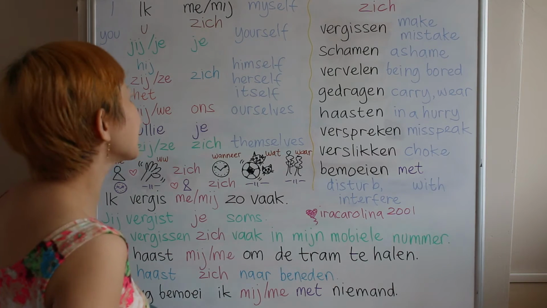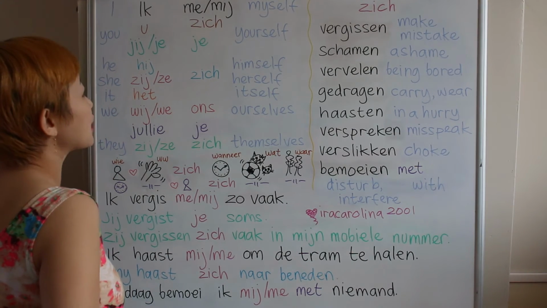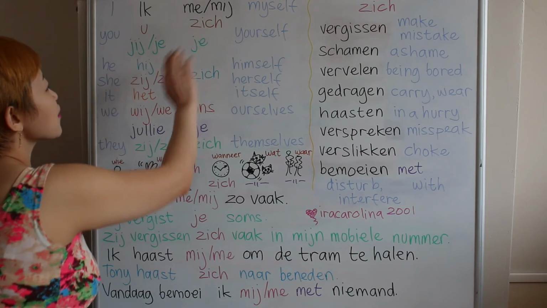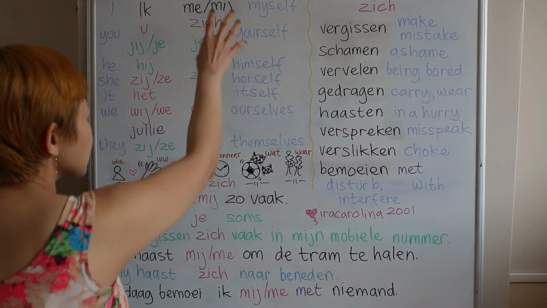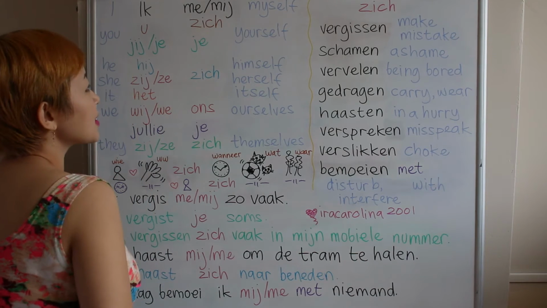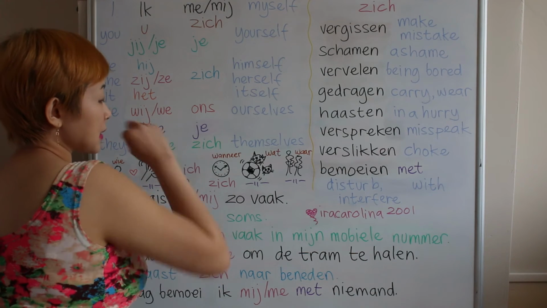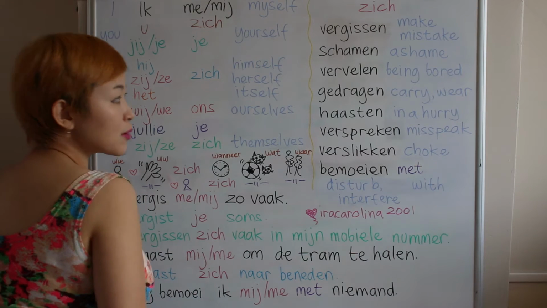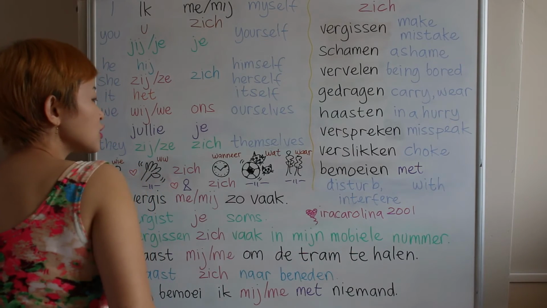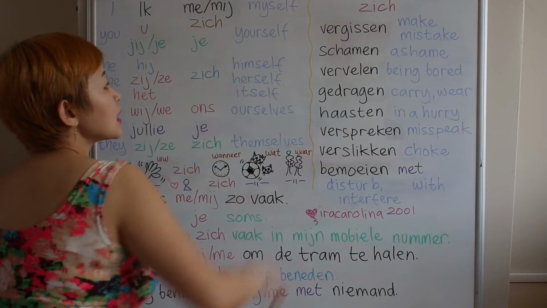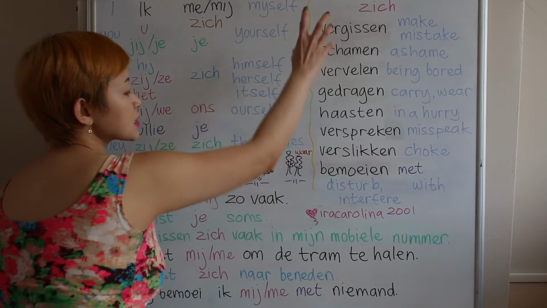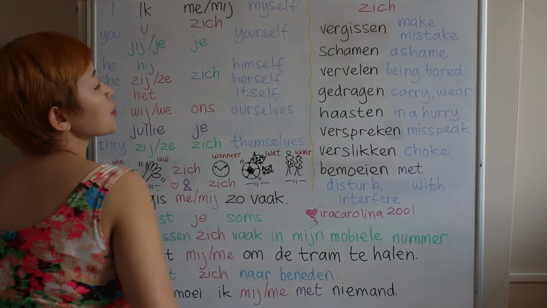Hi, today we will learn Dutch, or Netherlands, about zich. Zich is myself, yourself, himself, and so on until themselves. In Dutch, there are some verbs that, after we put them in the sentence, we have to put zich right after the verb itself. So these verbs always come with zich.